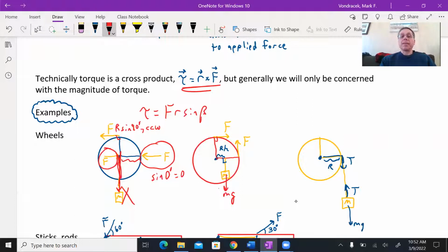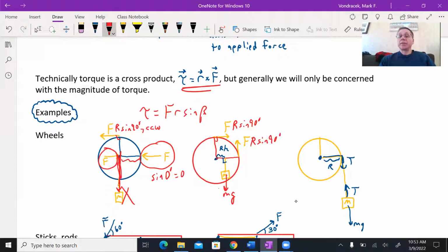Notice in the middle wheel, those two forces are both creating torques. If let's say the forces are equally strong, it turns out the torques will be equally strong because both of these are at the edge, like on the rim of the wheel, so a full radius away from the axis of rotation, and they're both making 90-degree angles with their spokes, with that radius line.